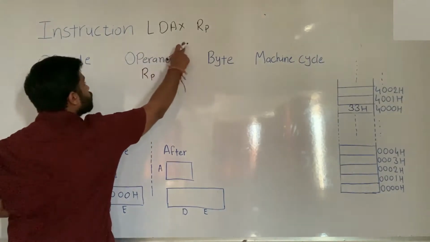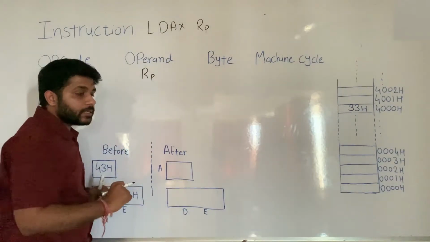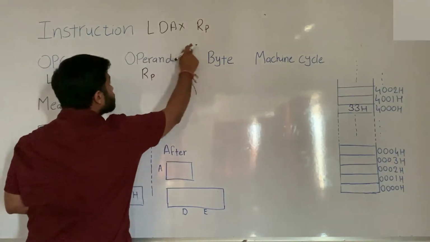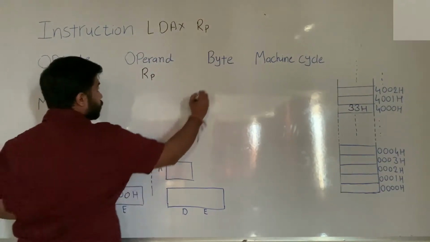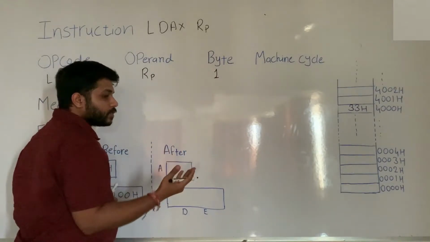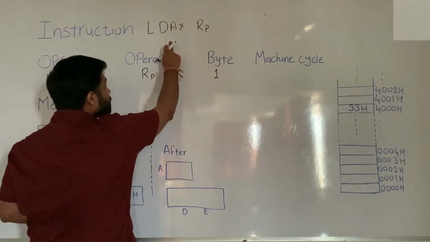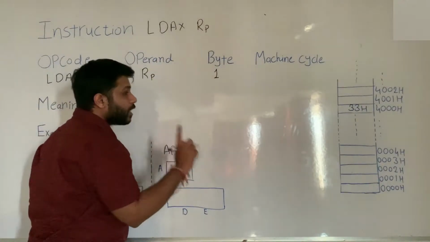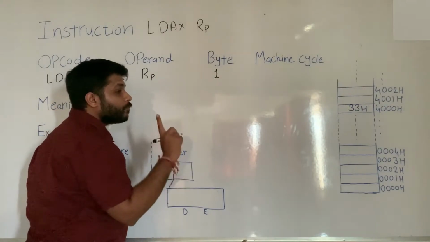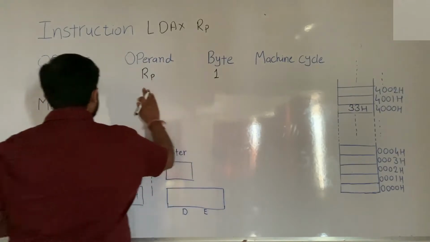In this instruction you can see no data is present. When no data is present in the instruction, it means that the instruction is of 1 byte. So the size of the instruction is 1 byte. What is the meaning of a byte of instruction? It means when this instruction is stored in the memory, it will occupy only one memory location.